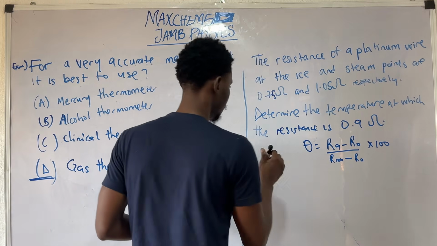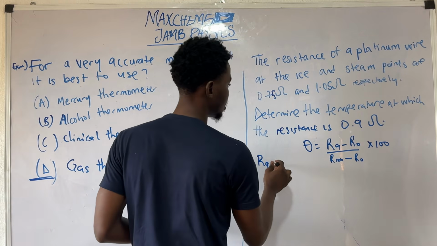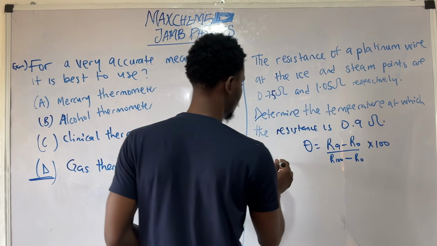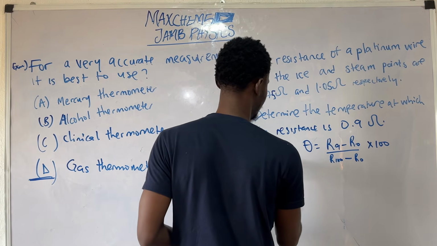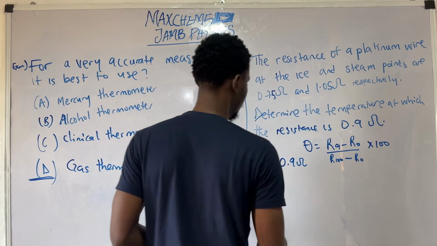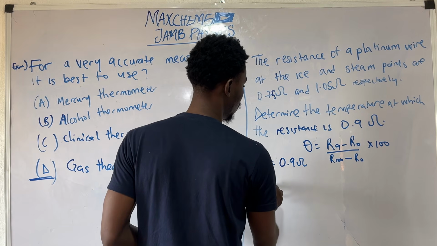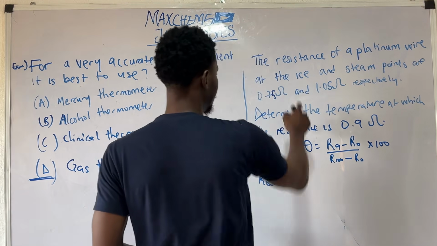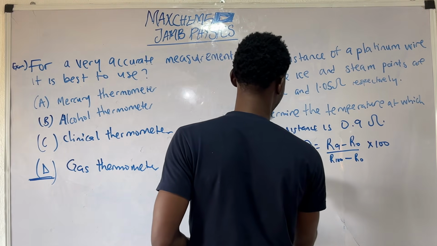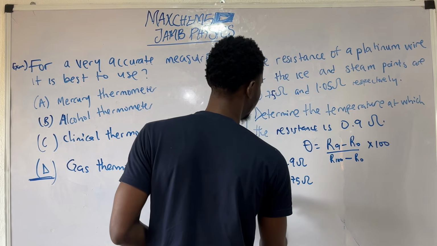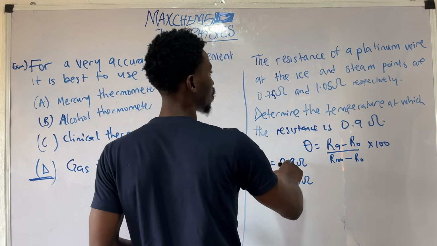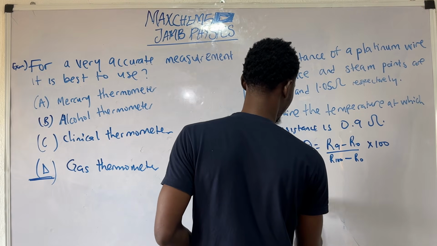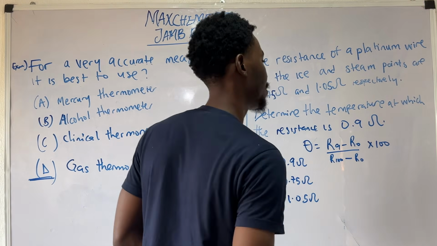Our RA is simply the required resistance. We are asked to look for its temperature. That is 0.9 ohms. Our R0 is simply the one at the ice point, which is 0.75 ohms. Our R100 is the one at steam point, which is 1.05 ohms. Yes, and we are good to go.